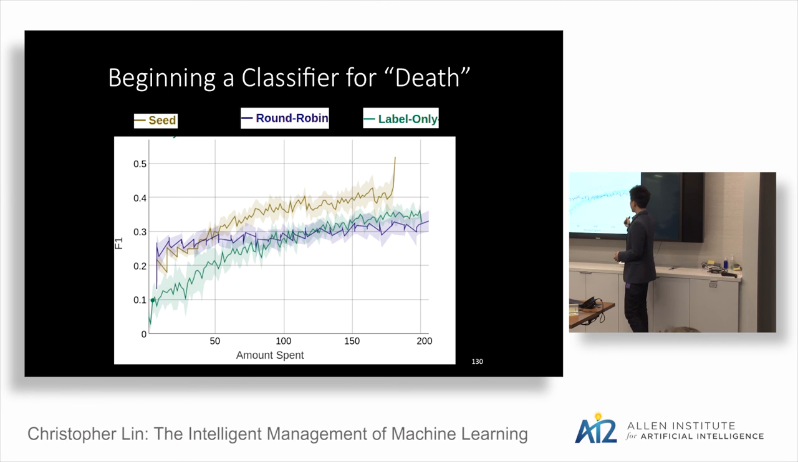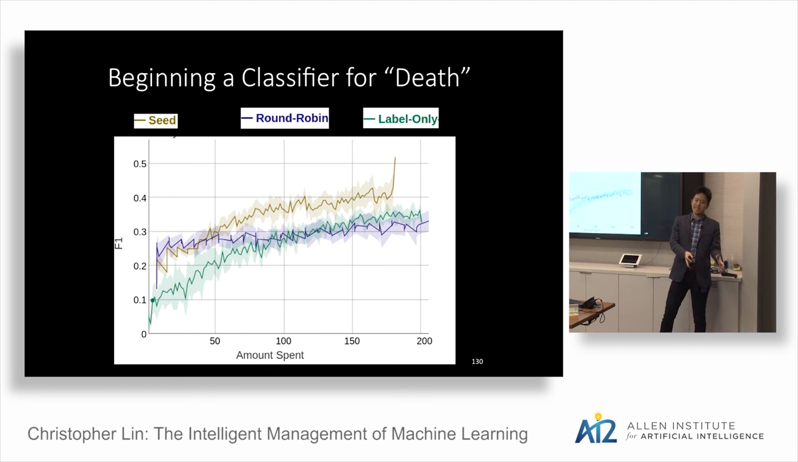So here's what happened when we tried to build a classifier for death, so identifying examples of death. As you can see, the very bottom line, label only, as you might expect, doesn't do very well. But interestingly, it starts doing better than round robin at the very end. And so this is interesting because I think what this shows is that when you ask the crowd to generate positive examples, you're asking them to generate examples that are not from the distribution that you're actually testing on. And because they're generating examples that are not from the distribution that you're testing on, eventually label only will do much better because you have many more examples from that distribution. And so the seed strategy, where we ask the crowd to only generate positive examples at the beginning to bootstrap a classifier, and then after that only label, seems to do the best.